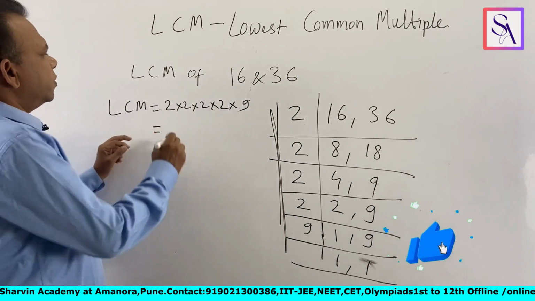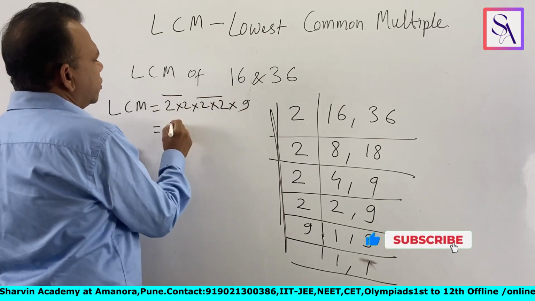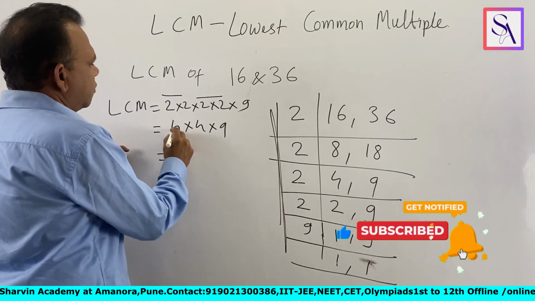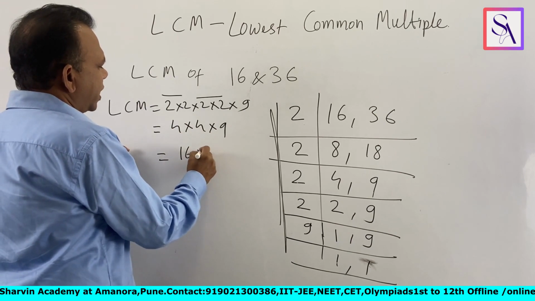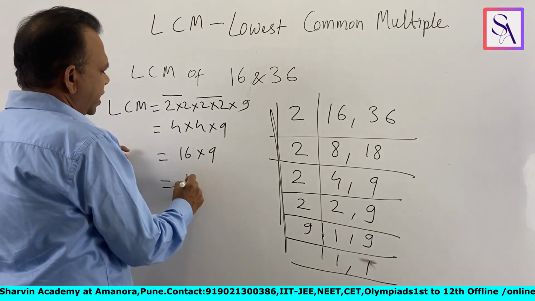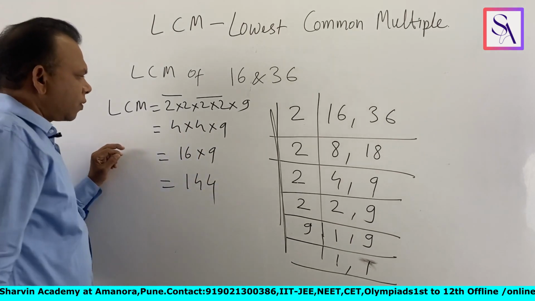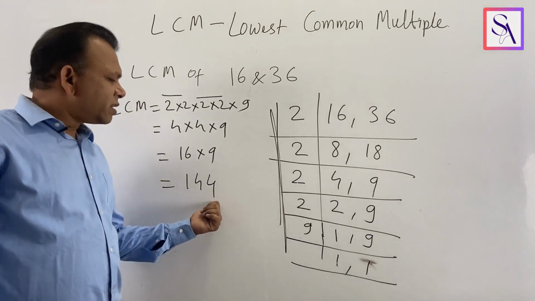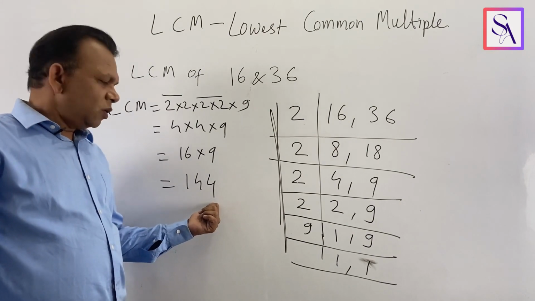So 2 2s are 4, 2 2s are 4, so 4 into 4 into 9. 4 4s are 16 into 9, and 16 into 9 is 144. So LCM is 144. So this is the lowest common multiple.